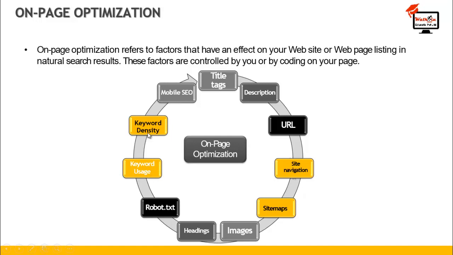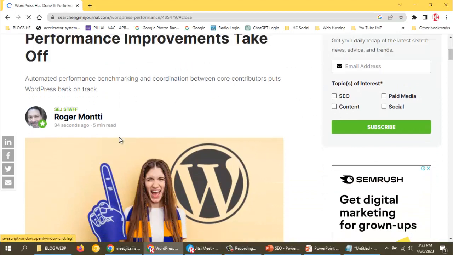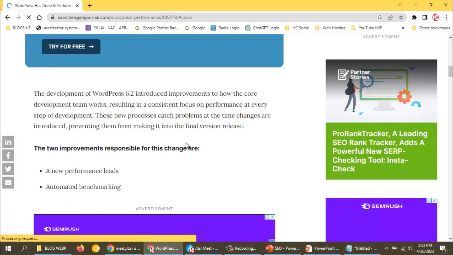The next thing is keyword density. Keyword density means how far or how close I am using the keywords.